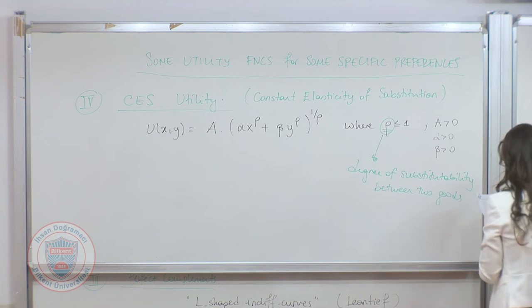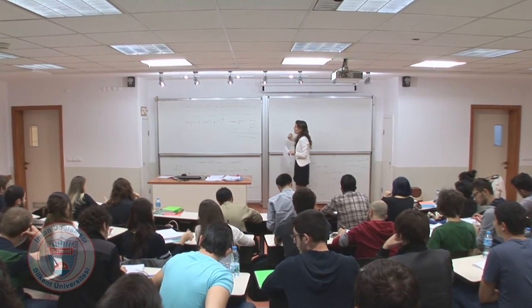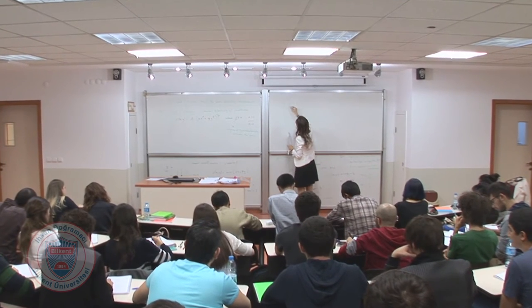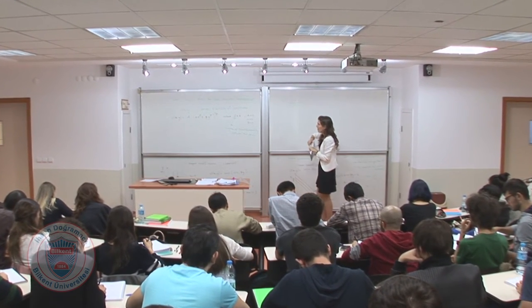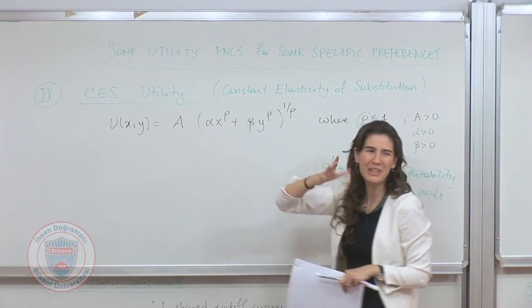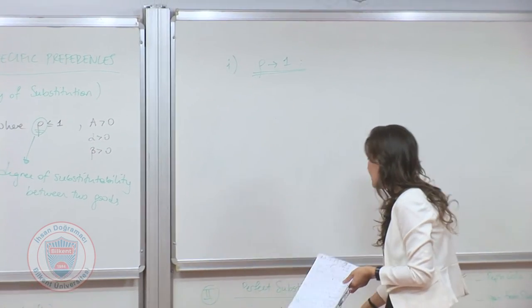Now, let's actually see this. As you told me, hocam, when rho goes to 1, let's try to see. When rho goes to 1, I'm going to pick A accordingly so that we would have the forms that we had here, okay?